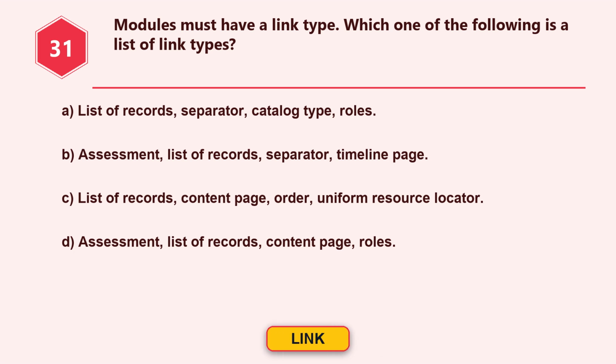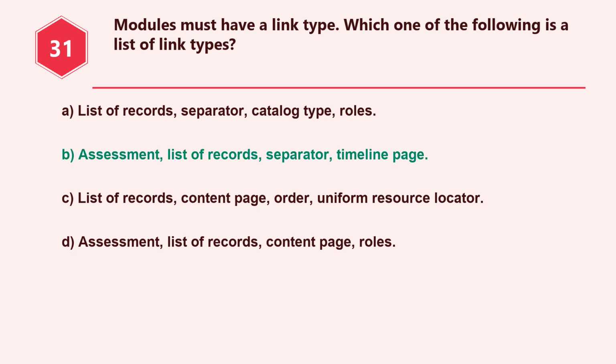Option A. List of records, separator, catalog type, roles. Option B. Assessment, list of records, separator, timeline page. Option C. List of records, content page, order, uniform resource locator. Option D. Assessment, list of records, content page, roles.